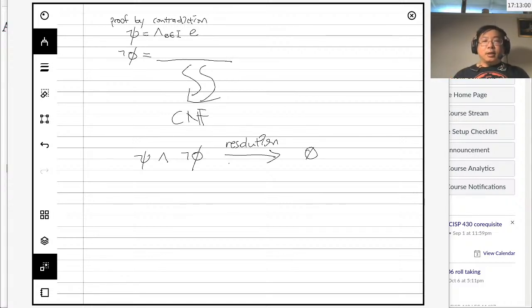On the other hand, if we get to a dead end, where there is no further resolution to apply, and yet we do not have false as the result of resolution, then we can basically say the original phi is not a theorem of psi. In other words, it is not implied by psi. It does not mean that phi is false, okay? It simply means that it does not follow from what is known to be true.